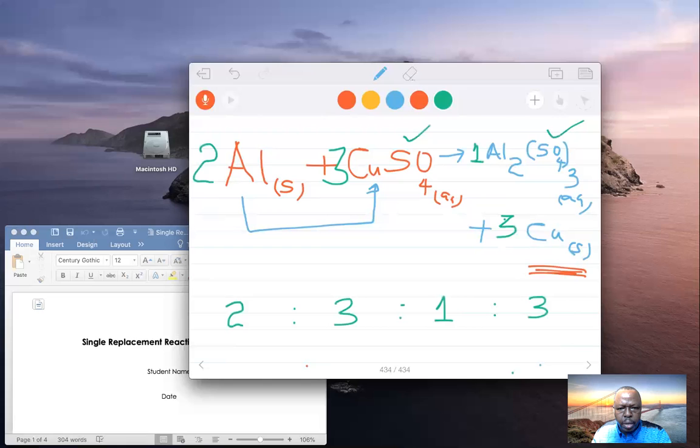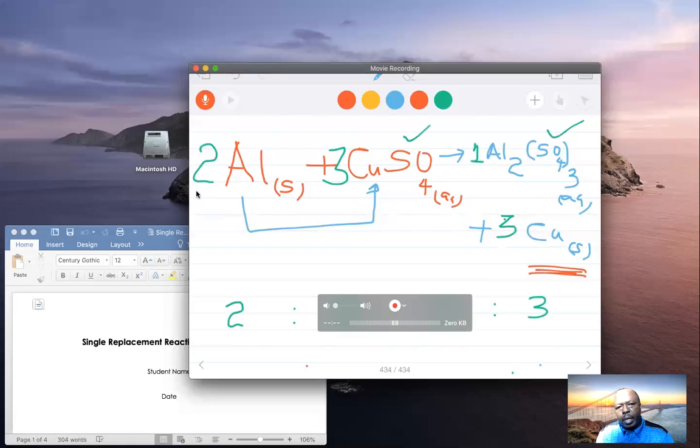All right, you know the limiting and excess reagent. When you mix 2 reagents, it does not mean that all of them will run out. One of them might run out fast. We call that the limiting reactant. The one which will be left over is the excess reagent.